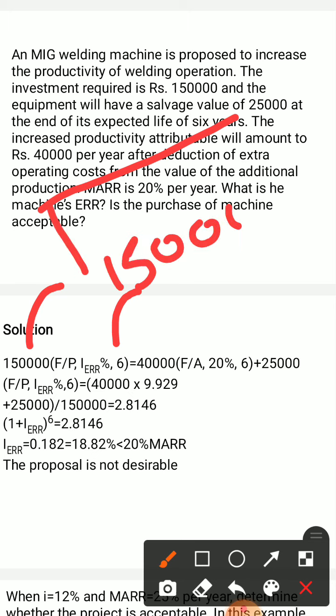1,50,000 cost. 40,000 you can get per year after deduction of the extra operating cost, and this is for each year. This is for first, second, third, fourth, fifth, and sixth year.